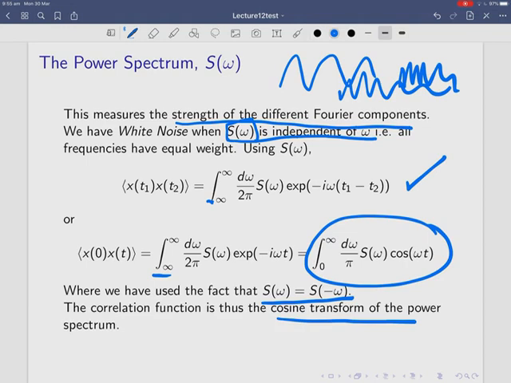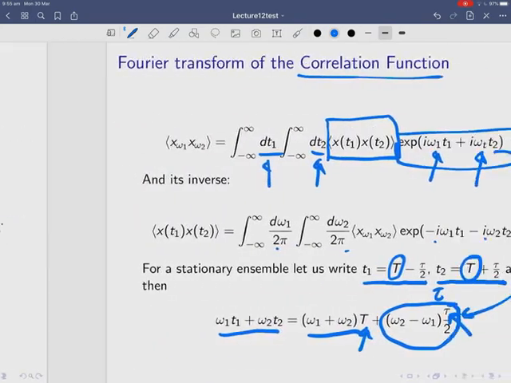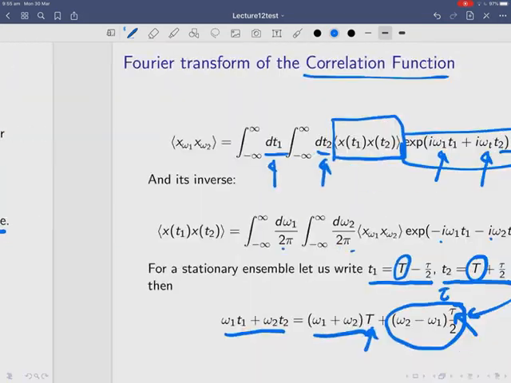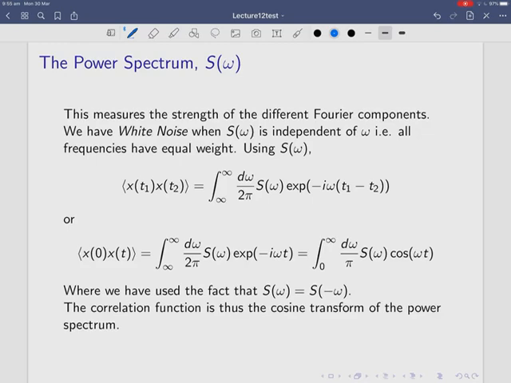So far, in fact, we haven't done much in the way of physics. If you look back here, it's just a whole lot of definitions of things. There isn't any real physics here. It's just definitions of Fourier transforms and definitions of what the power spectrum is.